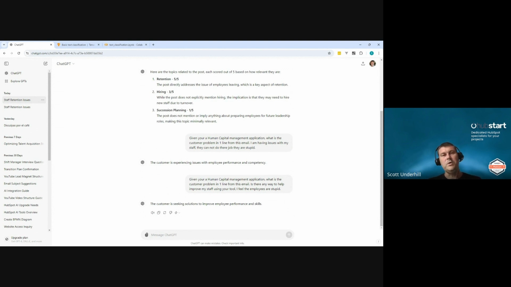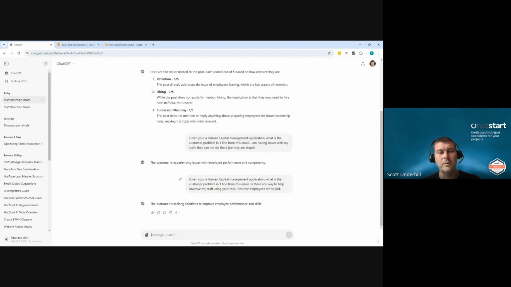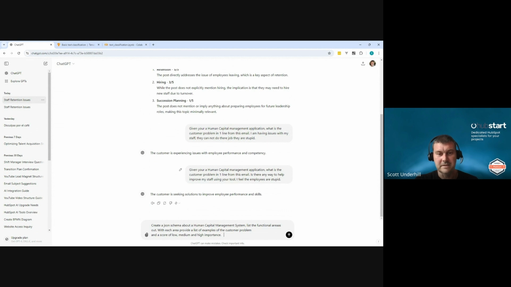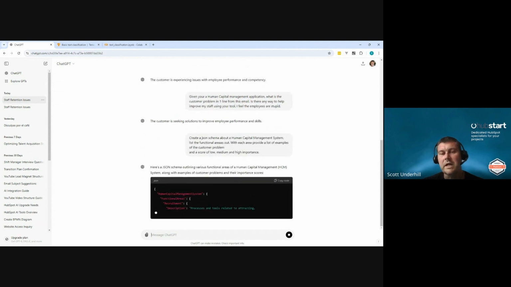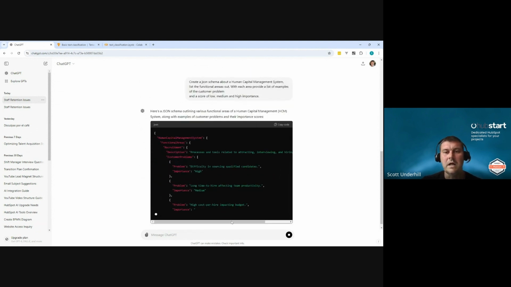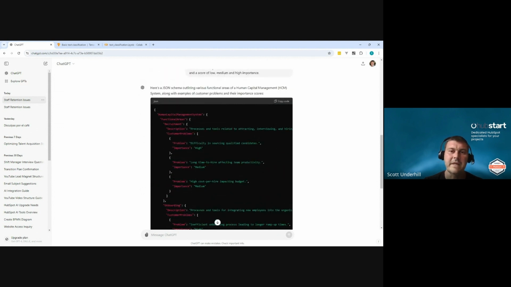If you want to use the data, you need to be able to put it in a format that the computer can understand. So here we can put this as single items and extract those, or we can start using something called JSON. So here, create a JSON schema about a human capital management system, list the areas, an example of customer problems. Here we're creating a file. We won't run all these, but here we're starting to create a structure that is a schema.